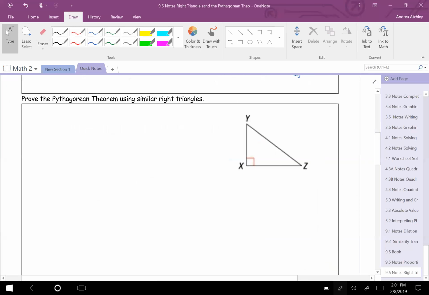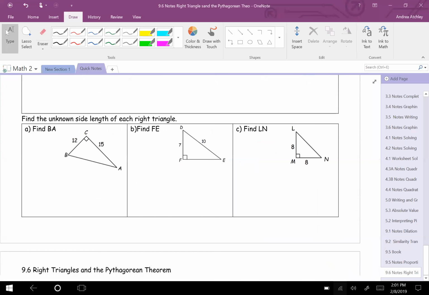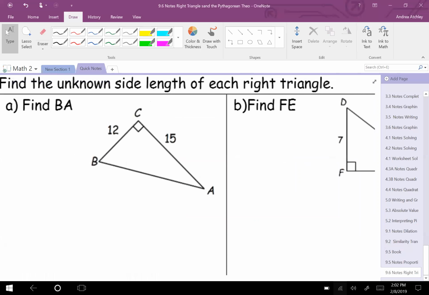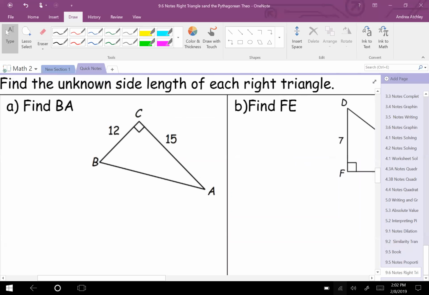Okay, you can prove the Pythagorean theorem using similar right triangles. We'll do that later. We'll come back and I'll prove that to you using our similarity that we've been dealing with. But let's just practice using the Pythagorean theorem. So it's asking us to find the missing side. So we're first going to label A, B, and C.